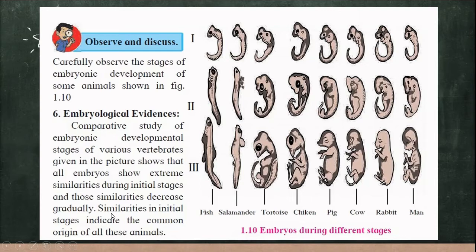What we have seen: morphological evidence, anatomical evidence, paleontological evidence, vestigial organs, embryological evidence, then connecting links, which support the theory of evolution.